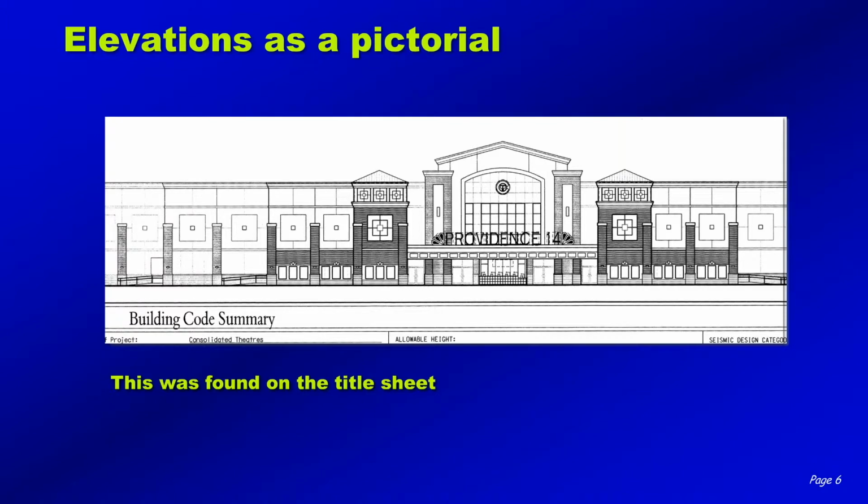They give you a graphic image of what the building's going to look like when it's done, along with some of the materials that might be involved in the finishes on the exterior of the building. Sometimes this can be found on the title sheet.